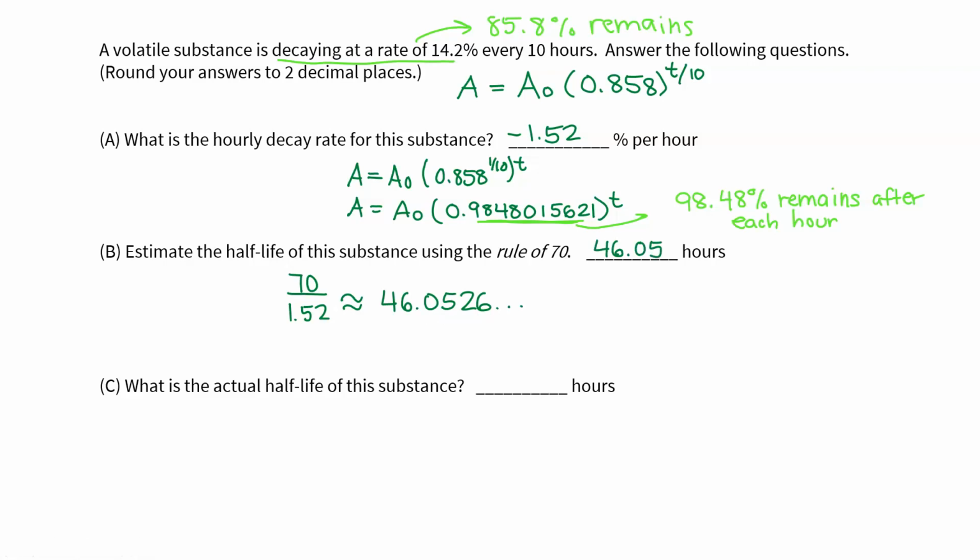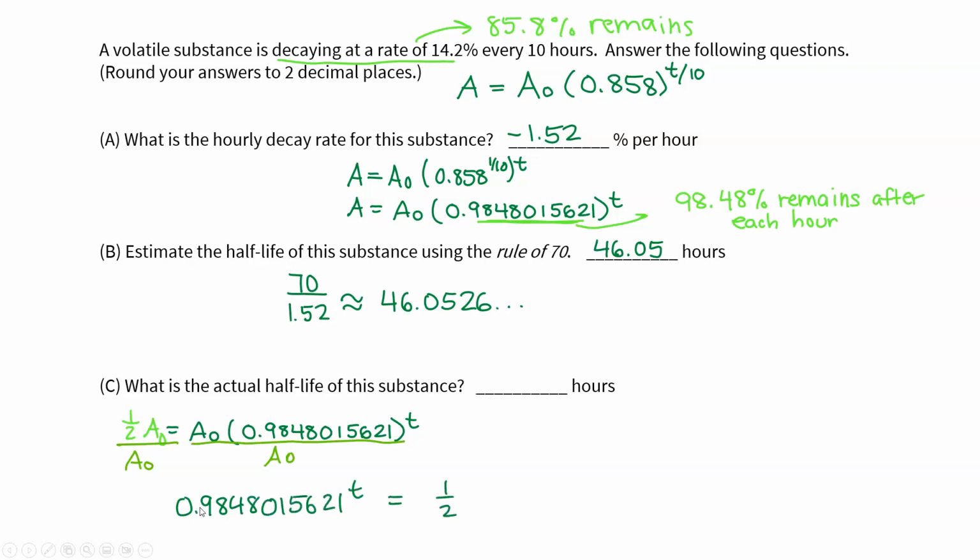To calculate the actual half-life, I'm going to start with this formula here. And again, a half-life means that this amount here at the end of this time period is going to be half the original amount. And so when I divide both sides by that original amount, I get 0.9848, so forth and so on, to the t power equaling 1/2.